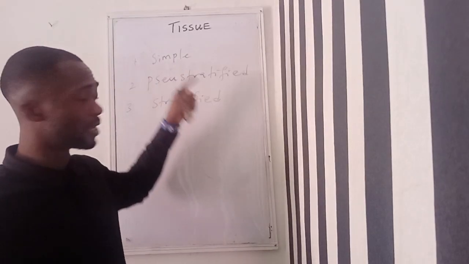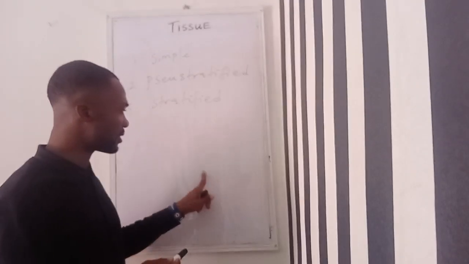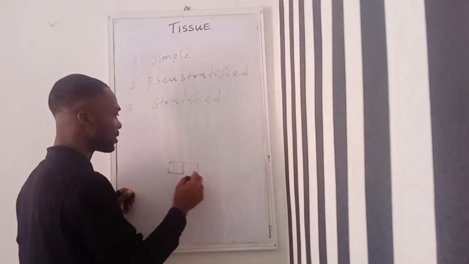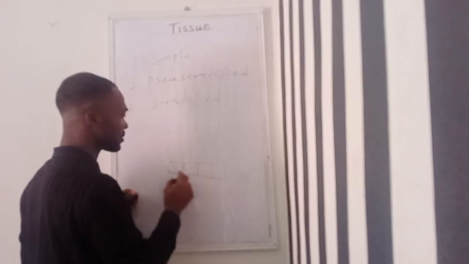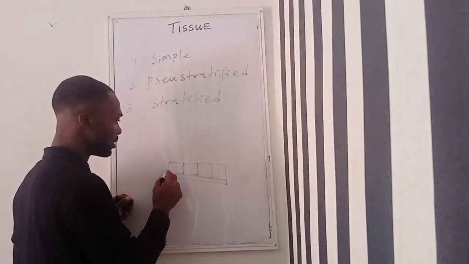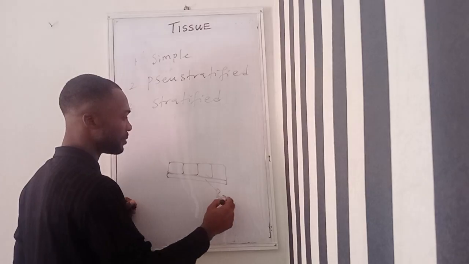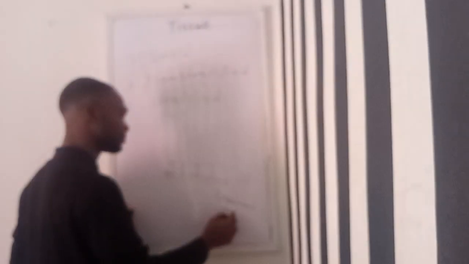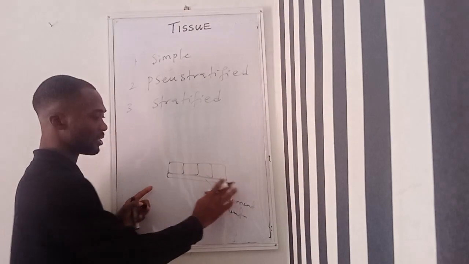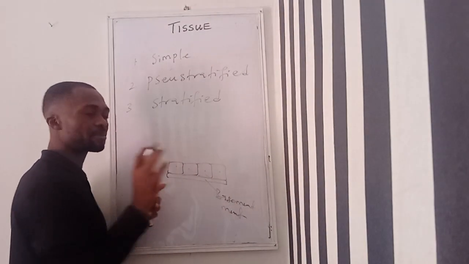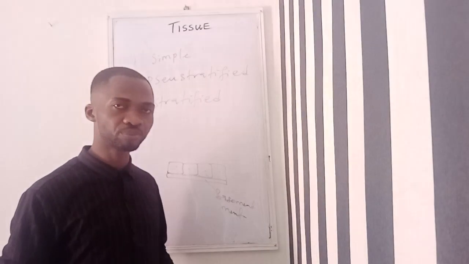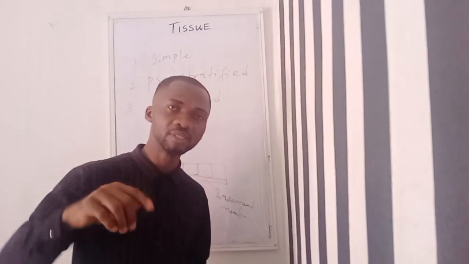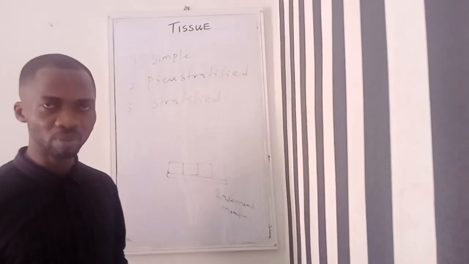The first one is simple epithelia. This group of epithelia have just a single layer of cells. And this single layer of cells all rest on a basement membrane. This is called the basement membrane. So they all rest on this basement membrane, having a single layer of cells. You see this kind of epithelial tissue within the lining of the blood vessels.